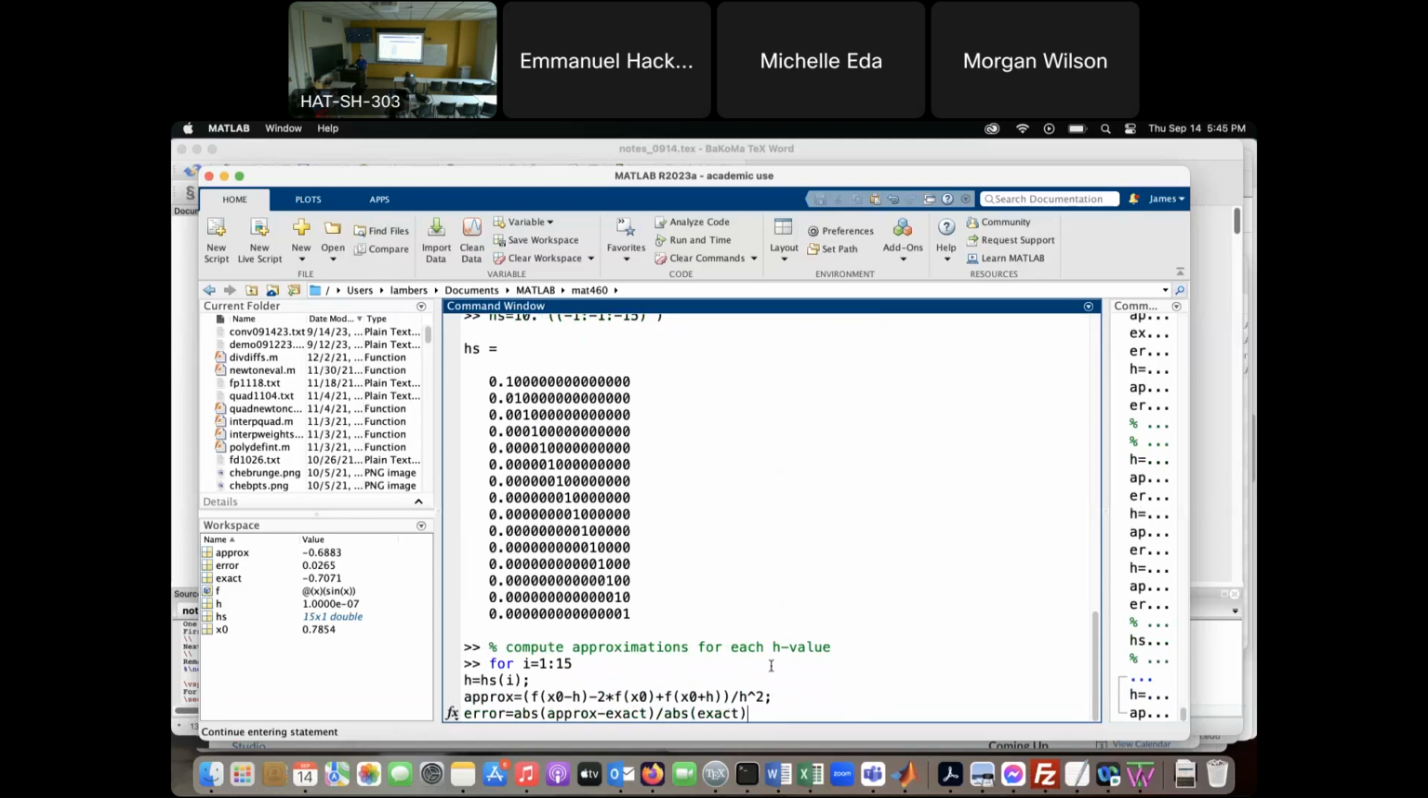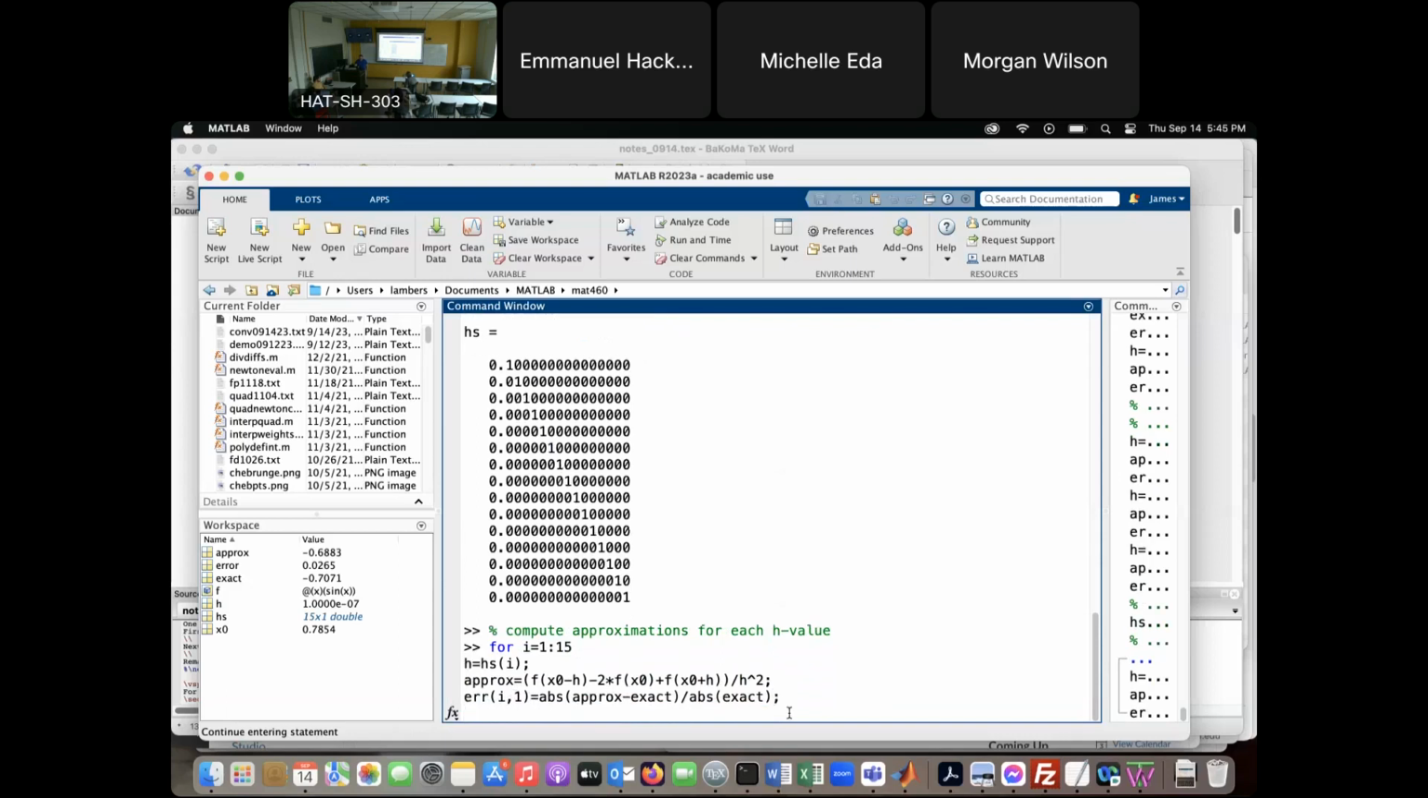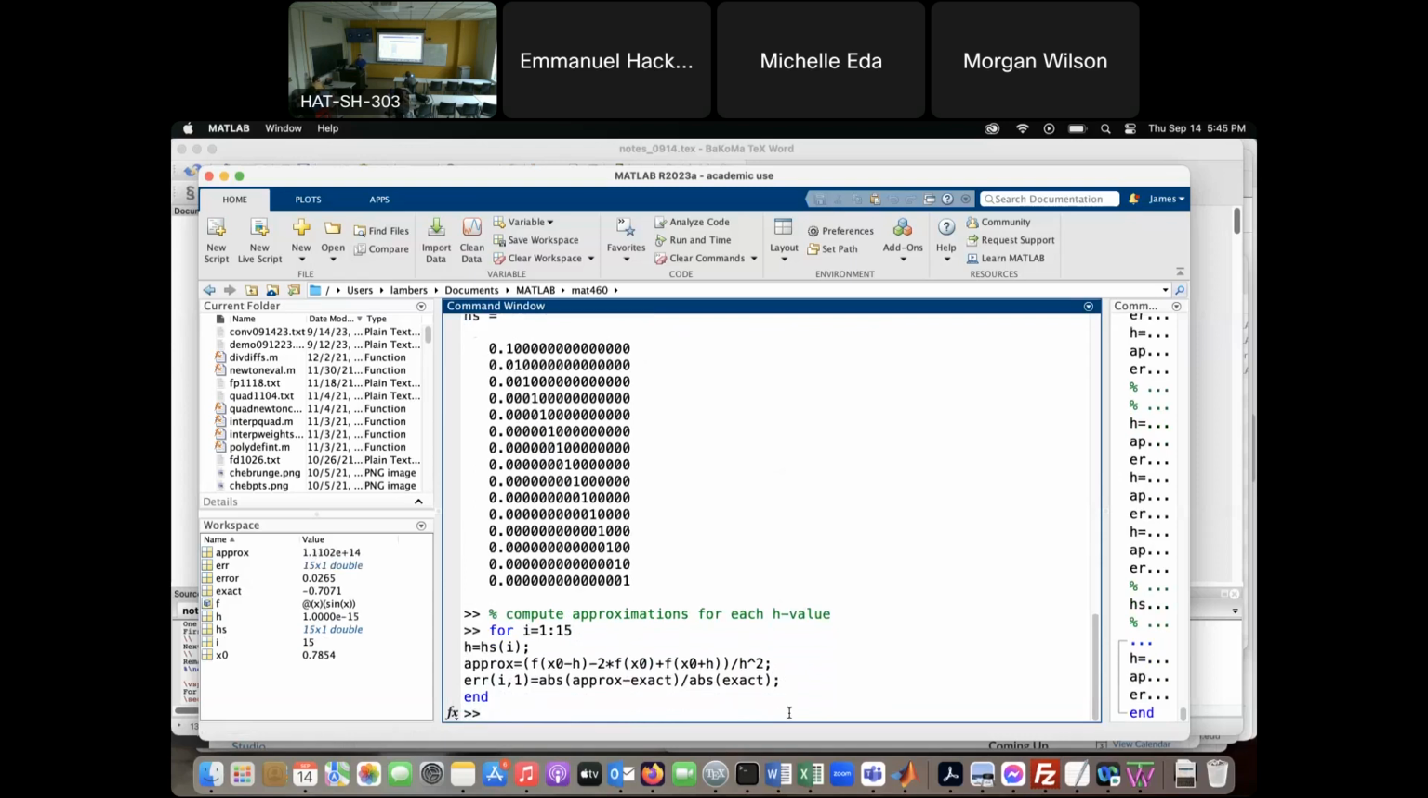And then I'm going to compute the error again, but I'm going to store that in a vector also. So error(i,1). This is going to create a column vector on the fly, and in the i position it puts the error for this approximation. I'm going to add a semicolon here because I don't want everything printing. Okay, and then I can end the for loop. And now I have all my errors. Let's take a look at it.